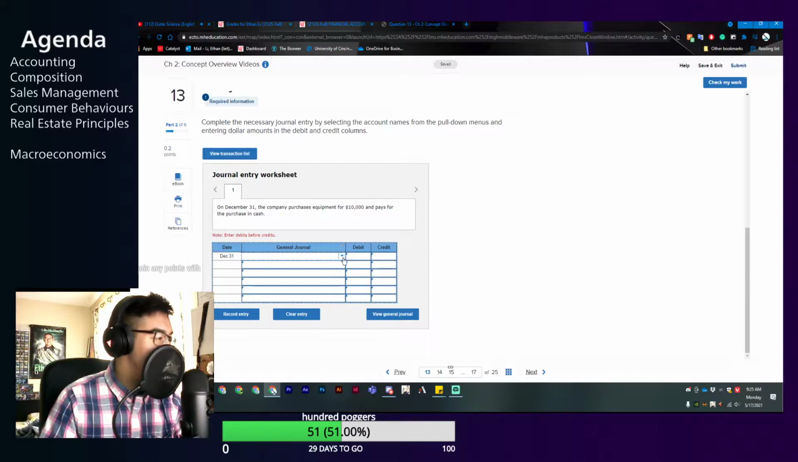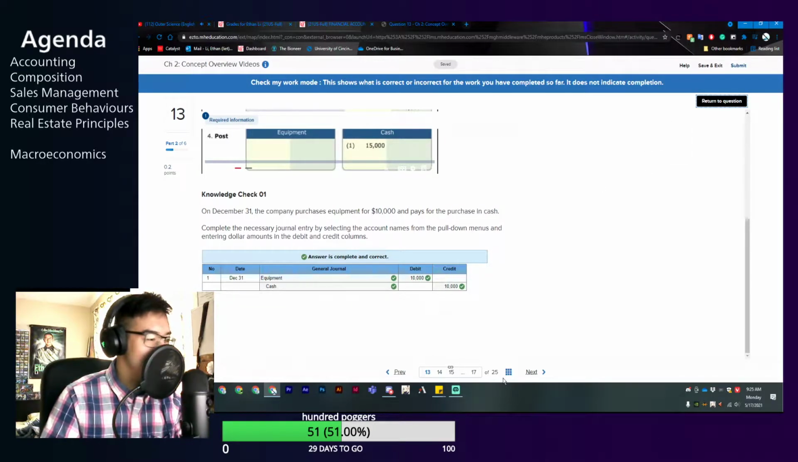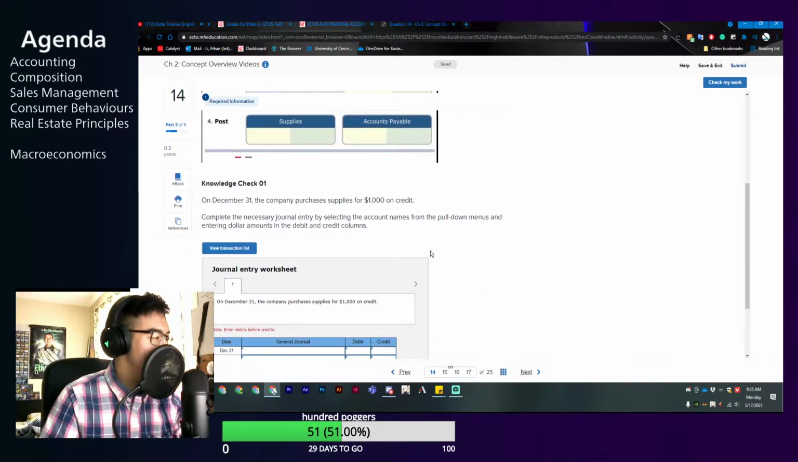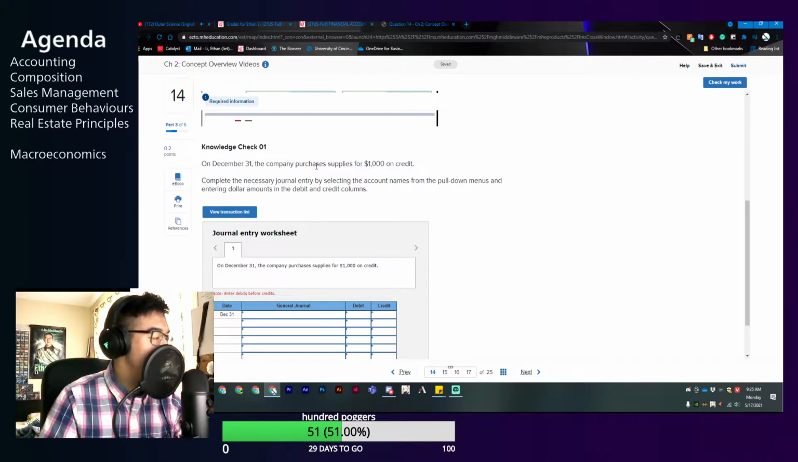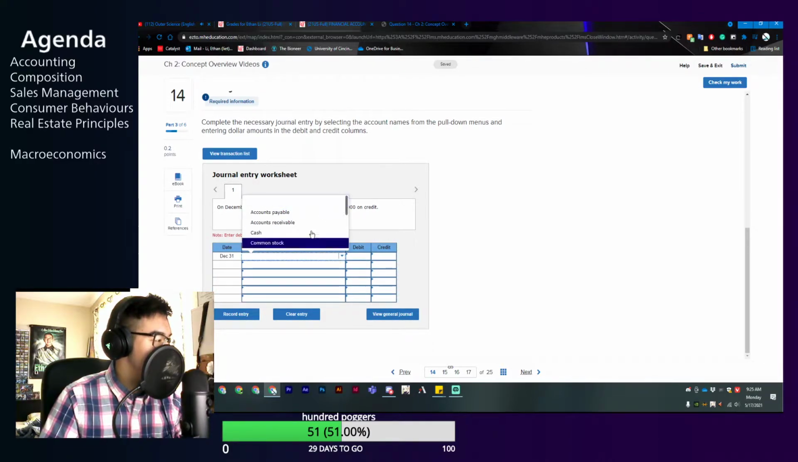Purchases equipment. Okay. Where's equipment? Where the fuck is equipment? There it is. They get a 10K debit of equipment. They pay in cash. They get a 10K credit in cash. Alright, let's check this work to see if I've fucked it up. Okay, good. I kind of know what I'm doing. Very, very slightly. Purchases supplies for 1K on credit, so accounts... No. Where's... What'd they buy? Supplies. And then this was what? Accounts payable. Right? Yes. Okay.